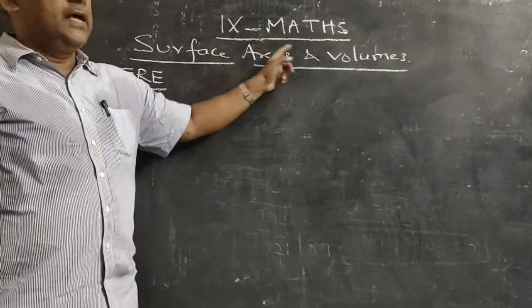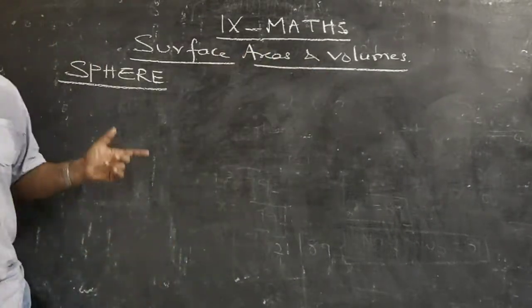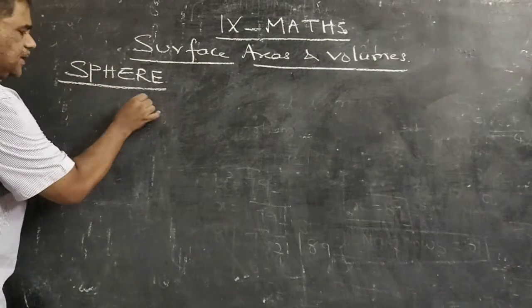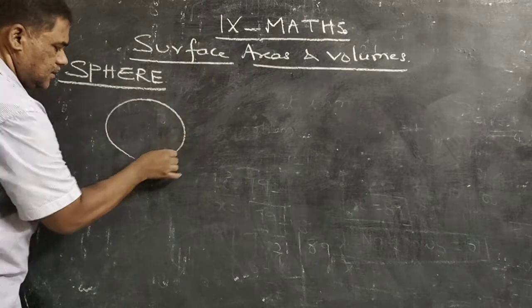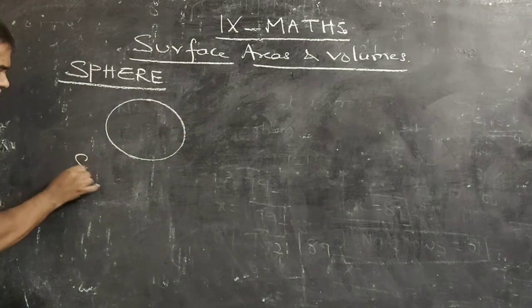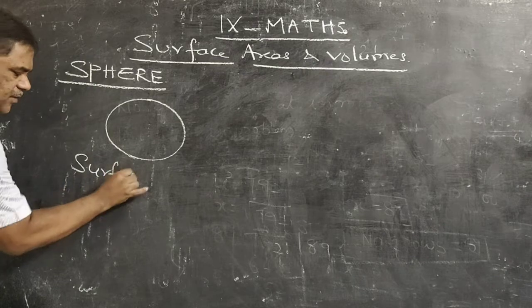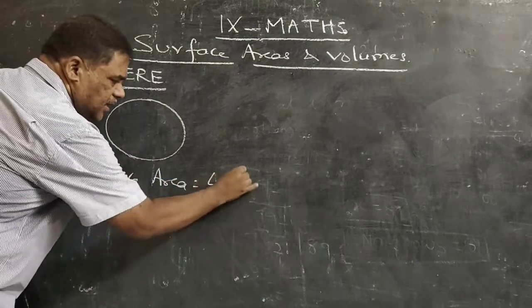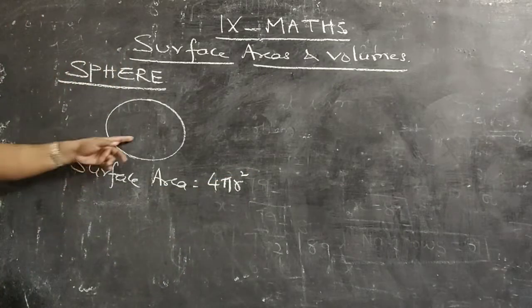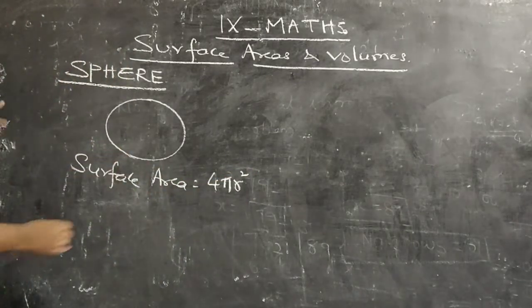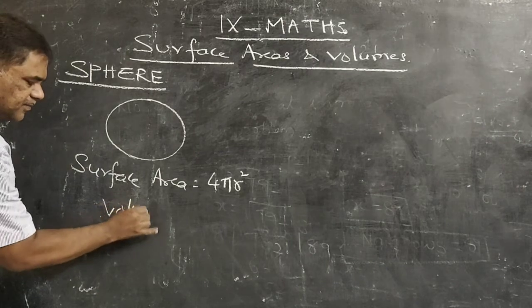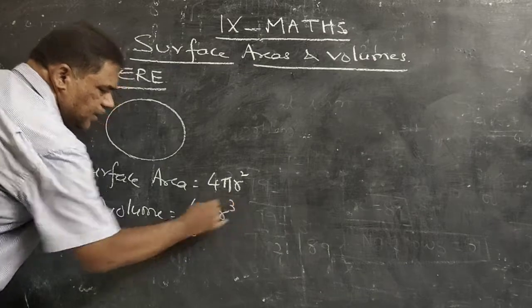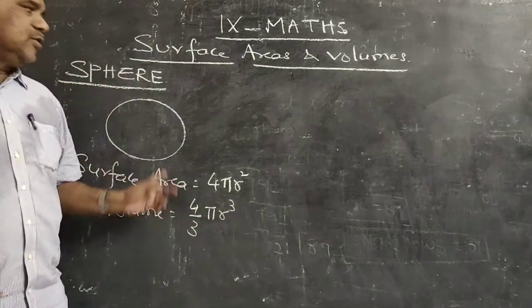So in surface areas and volumes topic, one more object is there about sphere we should know. So sphere, surface area of a sphere is equal to 4 pi r square. There are two formulae related to sphere. One is surface area of the sphere, next volume of the sphere. Volume of the sphere is 4 by 3 pi r cube. These are the two formulae related to sphere.